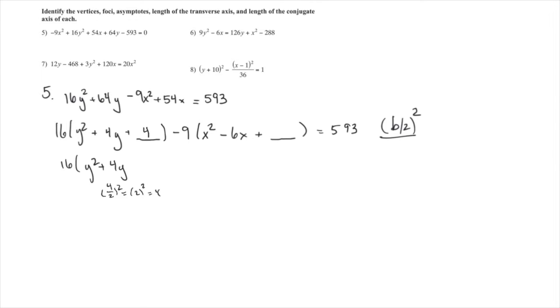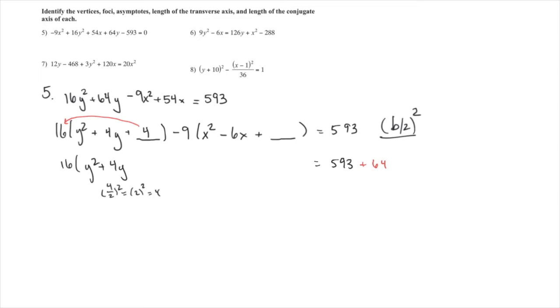So we're going to add 4 here, but remember, when we have something outside of our parentheses, we have to take that value and multiply times the value outside, so this will be equal to 593. And it's going to be plus 16 times 4, which is 64.